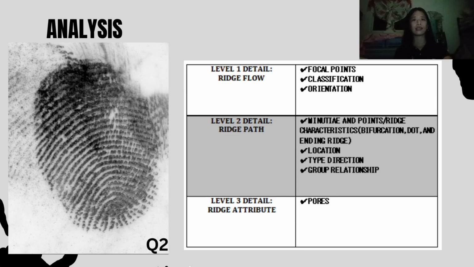of ridge details named level 1, level 2, and also level 3 are present in the question fingerprint. In level 1, the ridge flow of the fingerprint pattern is plain arc. No delta and core will be seen. And in level 2, the ridge path and characteristics are also present, in those regions that are named ridge endings. The ridges are visible, as are the ridge pathway or the general ridge flow. And level 3, the ridge attributes are visible, especially the pores. All of the characteristics that levels 1, 2, and 3 describe are evident in the question fingerprint.